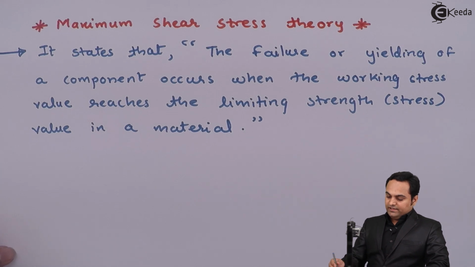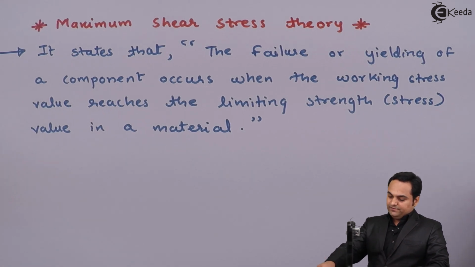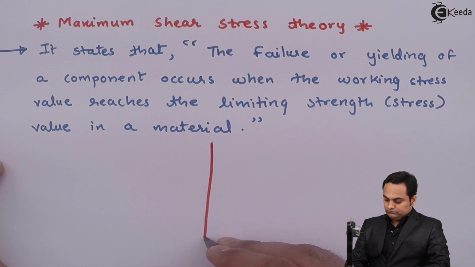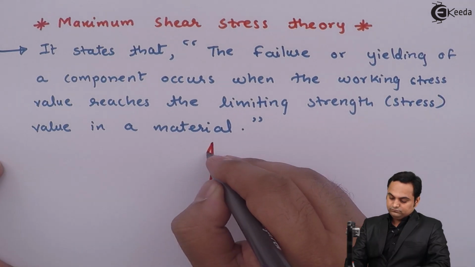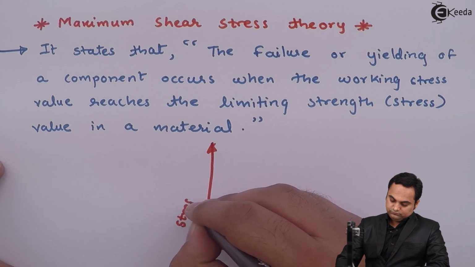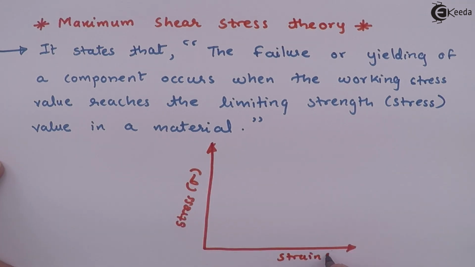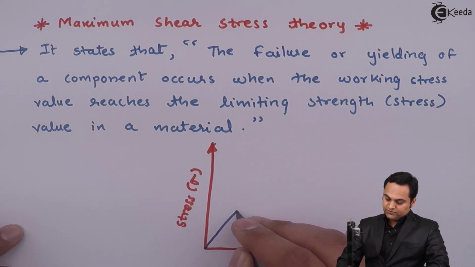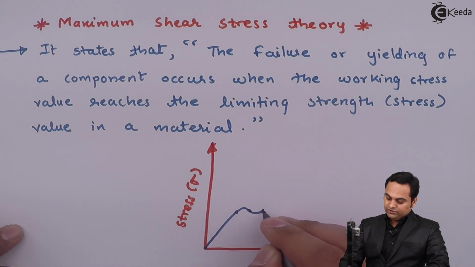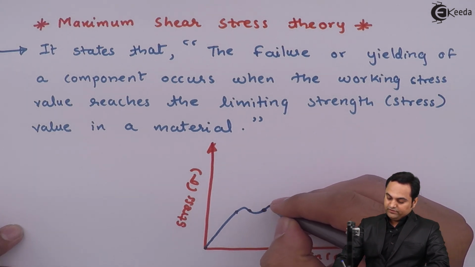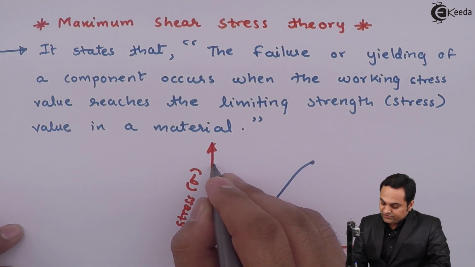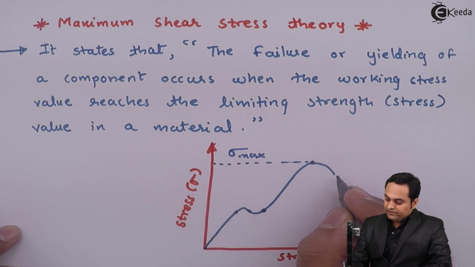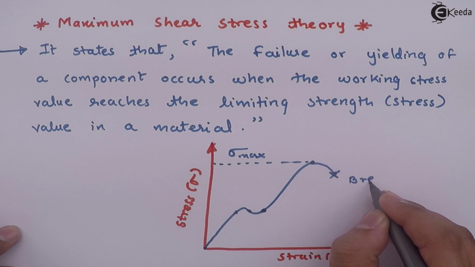And here I can explain this by drawing a graph. Here we have a stress strain graph in which first there is the proportional limit, then permanent deformation, then the upper and lower yield point. After that it reaches the maximum stress value. Here this is sigma max, and finally it will fail at the breaking point.